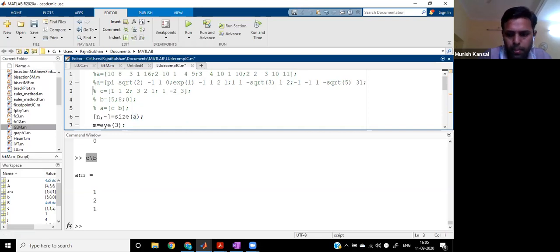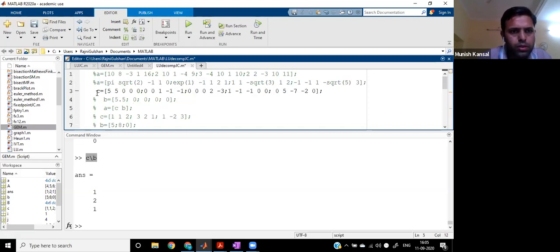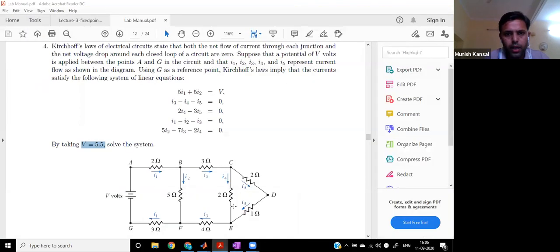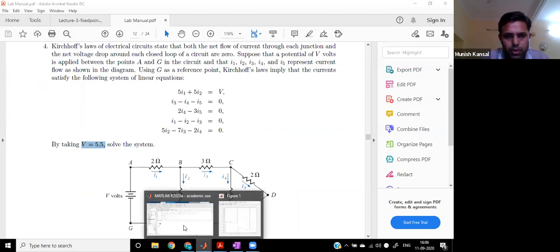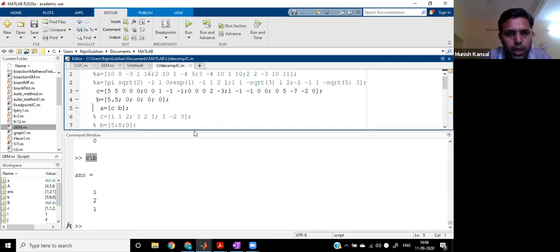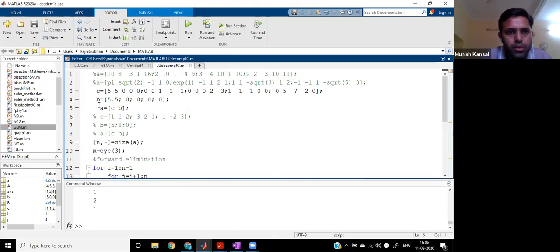So this is my coefficient matrix. I have written the coefficient matrix for this problem, right? 5 5, then 0 0 0, then 0 0 1 minus 1 minus 1, then so on, right? This is the right hand side vector. I have only typed that here, okay, and nothing else. So this is the coefficient matrix, this is the right hand side. Now this is my augmented matrix A, okay. So now what to do?